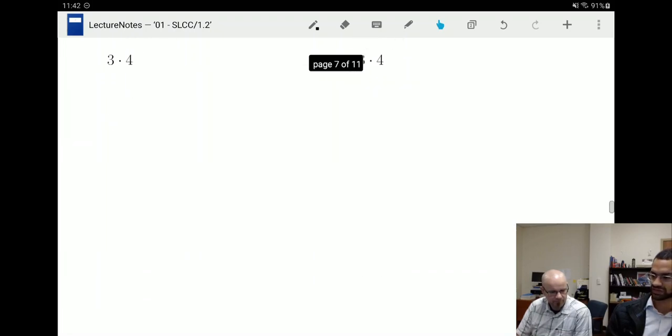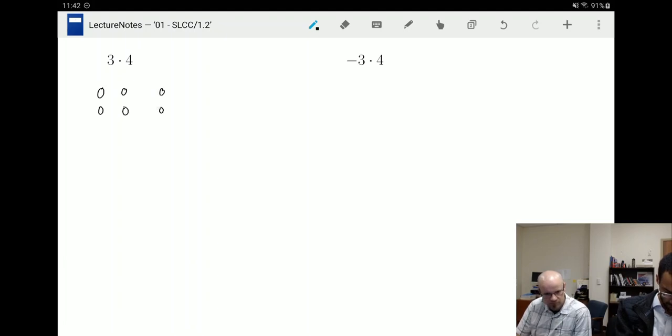Okay, let's get to multiplication. Now let's go back to our dots here, our circles. All right, 3 times 4 means I have 3 groups of 4.